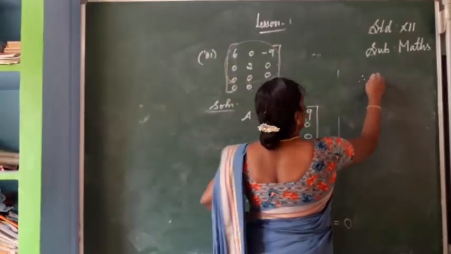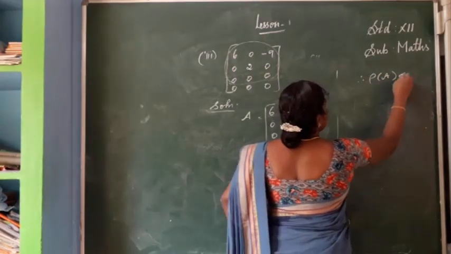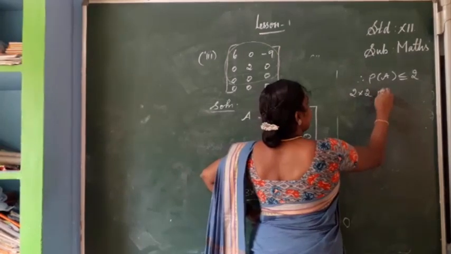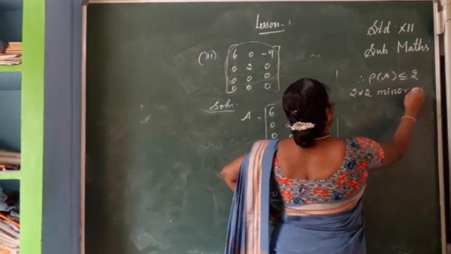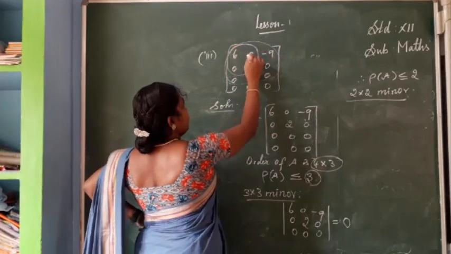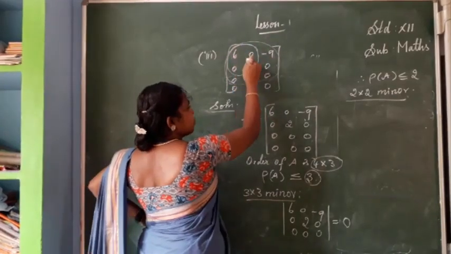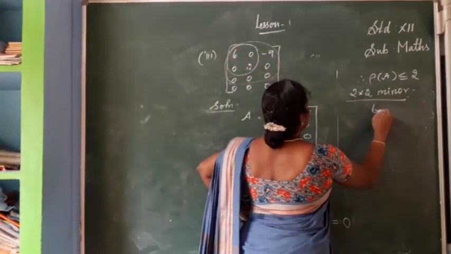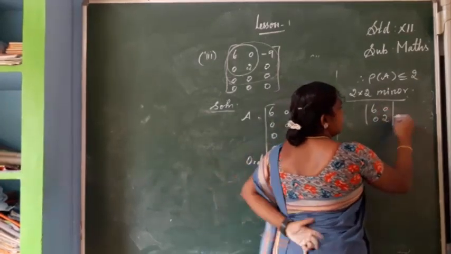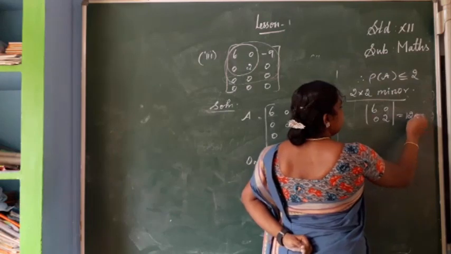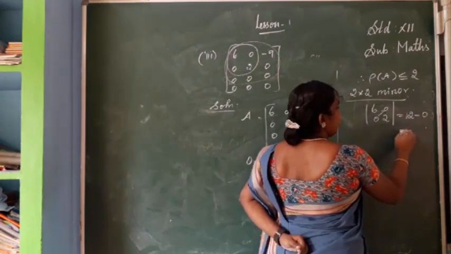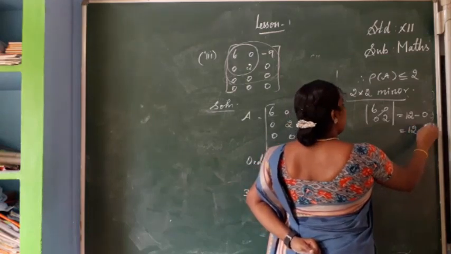So we guess the rank of A is less than or equal to 2. Next you have to find the 2 by 2 minor. Very easy problem. The 2 by 2 minor is the first 2 rows and 2 columns: 6, 0, 0, 2. So 6 times 2 is 12, minus 0 times 0 which is 0. 12 minus 0 is 12, which is not equal to 0.